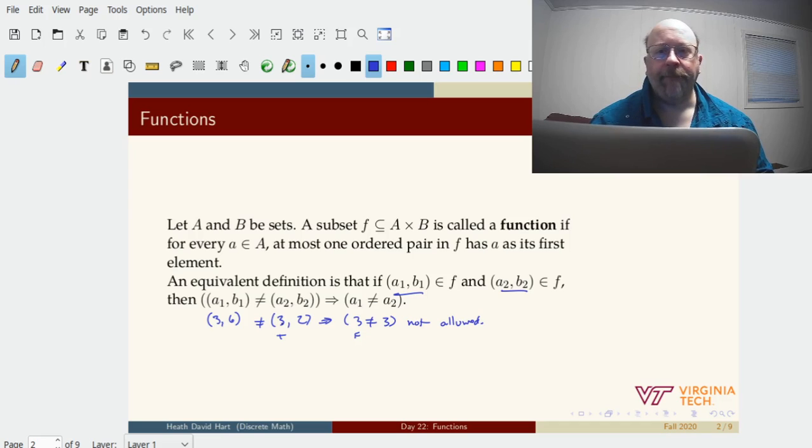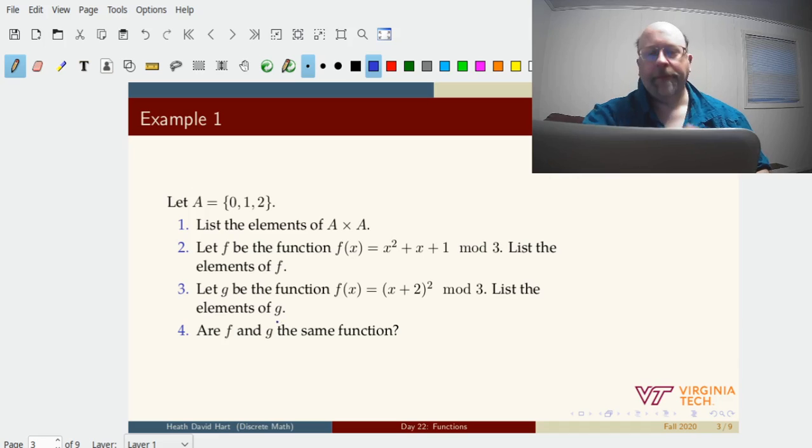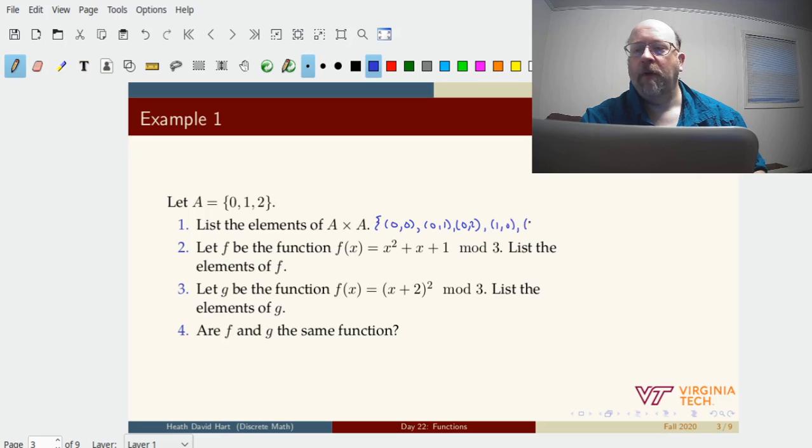Okay? So let's try an example. My set A is only 3 elements: 0, 1, and 2. So what are the elements of A cross A? I could have (0, 0), (0, 1), (0, 2). I could have (1, 0), (1, 1), (1, 2). I could have (2, 0), (2, 1), and (2, 2). So there are 9 elements total.